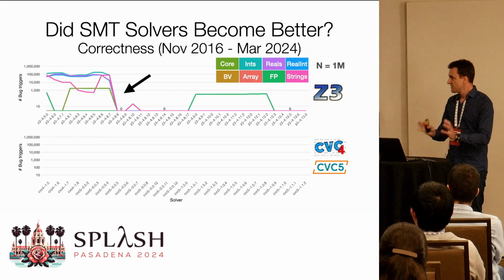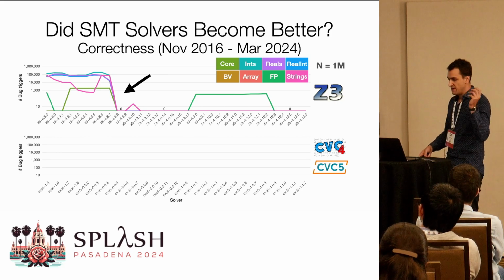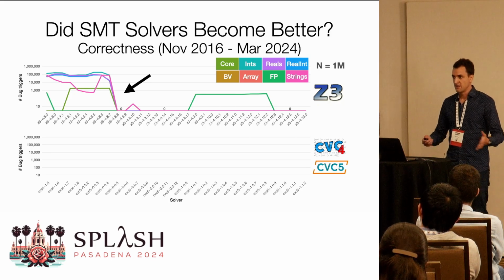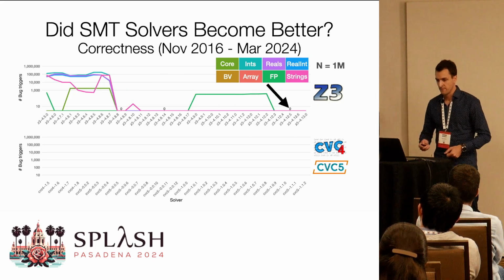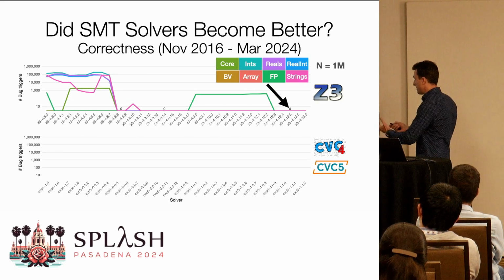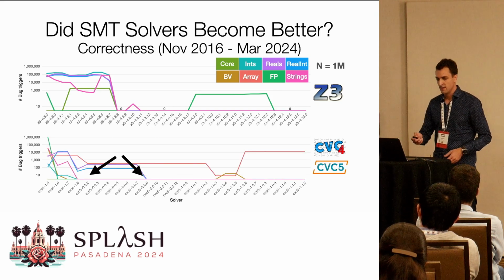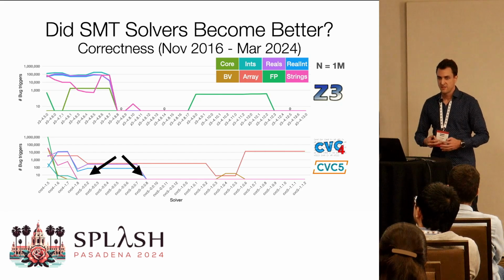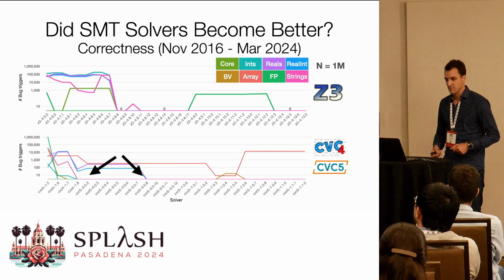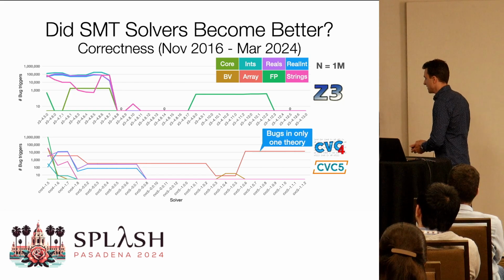If we did that for Z3, we observed that initially Z3 has many bugs in many theories, but then it drops down. And maybe most strikingly, Z3 has no bugs in the latest releases anymore. And for CVC5, we can observe a similar early drop. And if we look at the latest release, we just see bugs in only a single theory.